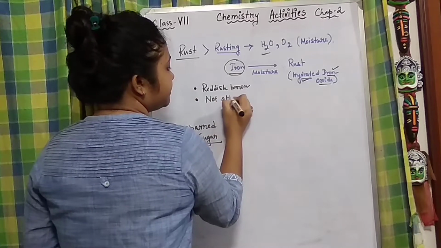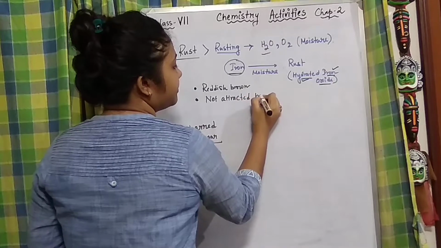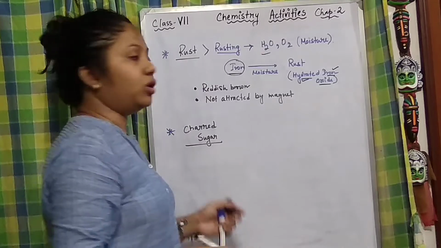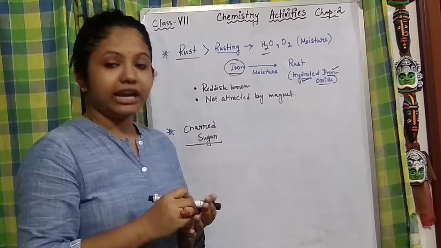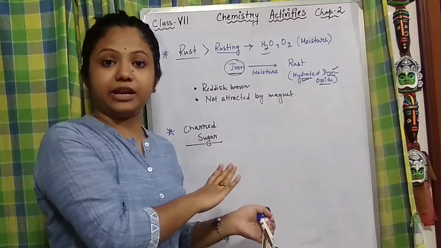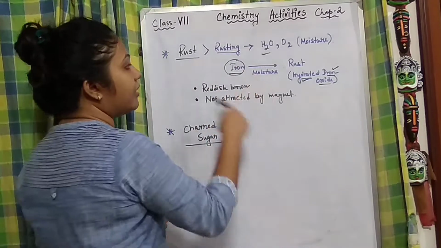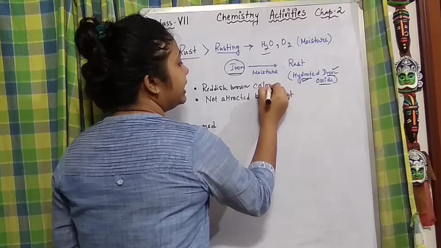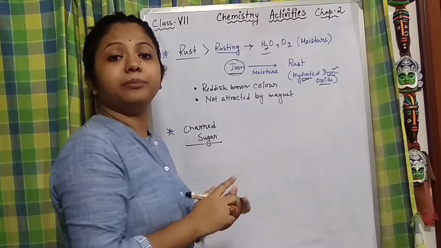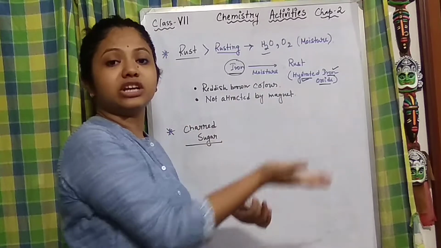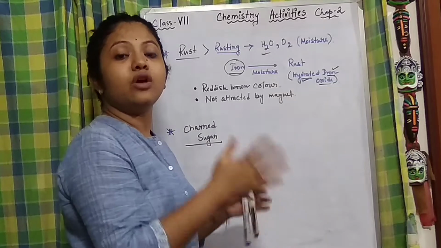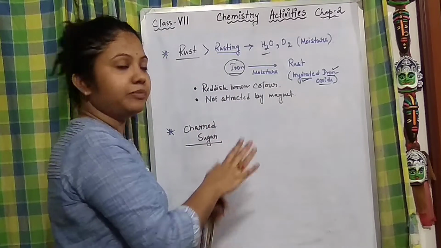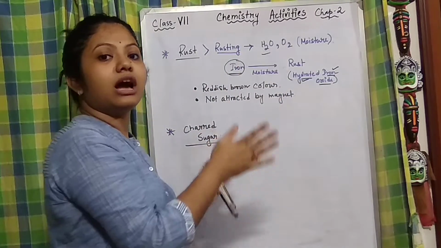It is not attracted by the magnet, so it loses the property of the parent product. That means our rust has a reddish brown color, and it is not attracted by the magnet because it has transformed into a new product whose chemical property is entirely different from iron. And this whole phenomenon is called rusting.